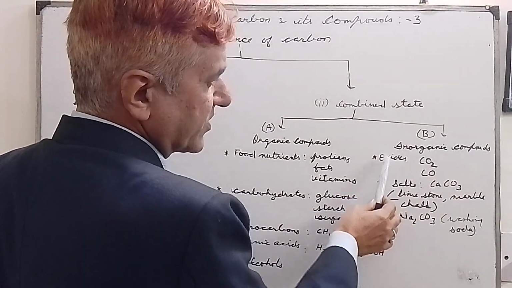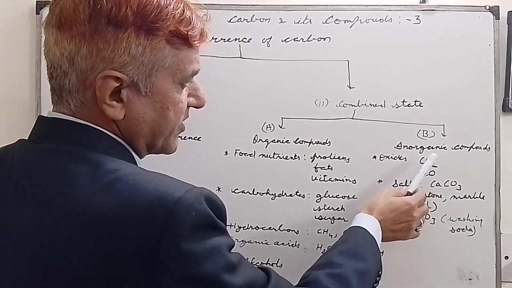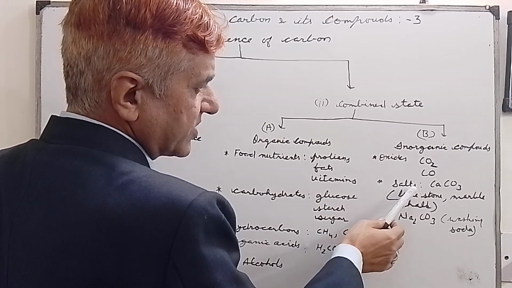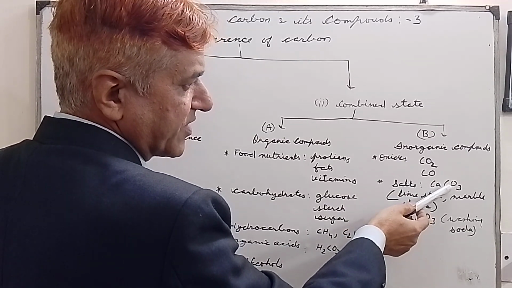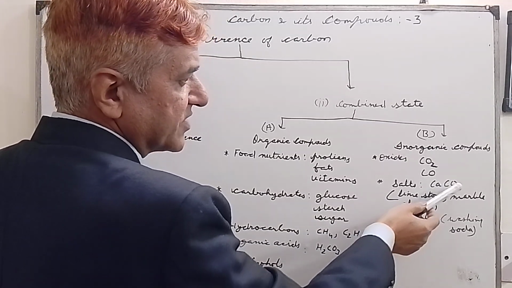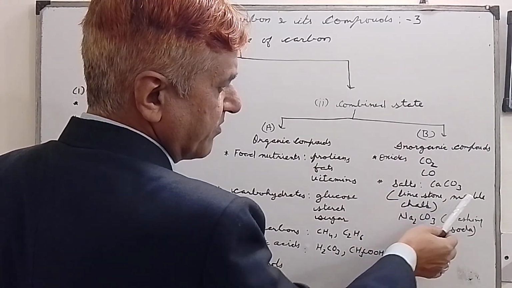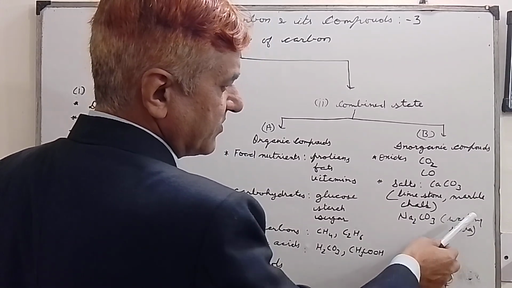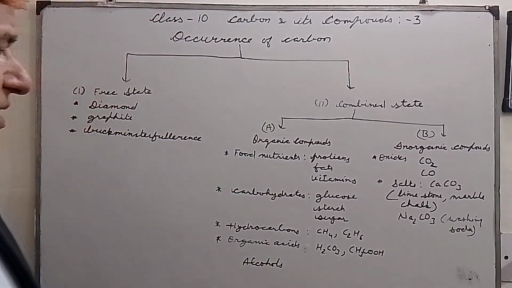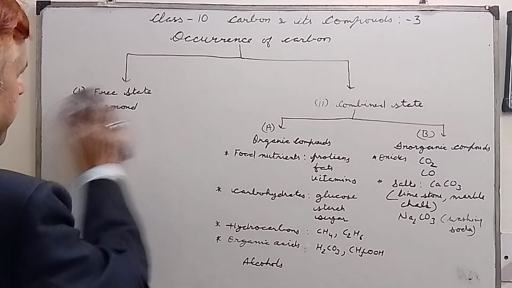And in inorganic compounds, for example, oxides, and oxides of carbon are CO2 and CO, carbon dioxide and carbon monoxide. And salts are calcium carbonate. So here carbon is actually in a compound form, combined form with calcium and oxygen. And chemical formula for limestone, marble and chalk is calcium carbonate. And then sodium carbonate, actually, which is washing soda. So my dear students, these are the states in which carbon occurs in nature.